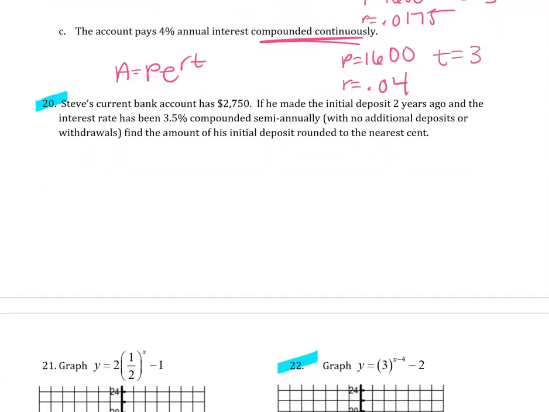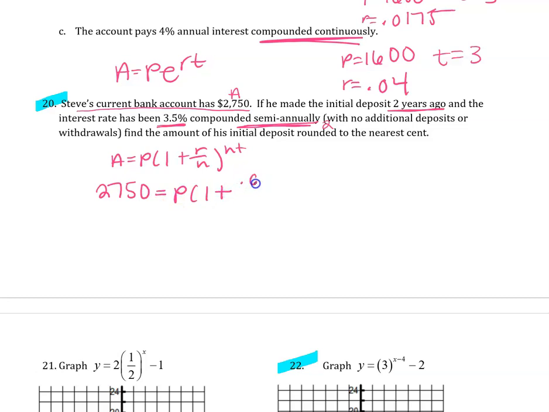Okay, a little bit harder though. Steve's current bank account has $2,750. Okay, so that's his final amount. If he made an initial deposit 2 years ago and the interest rate has been 3.5% compounded semi-annually, so that's twice a year, with no additional deposits or withdrawals, find the amount of his initial deposit rounded to the nearest cent. Okay, so again, here's our formula. Final amount is $2,750. We do not know the initial amount, so we're going to leave that as P.